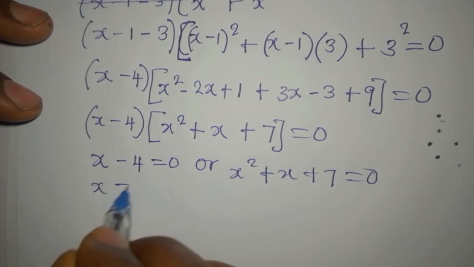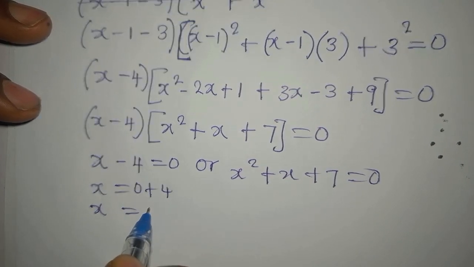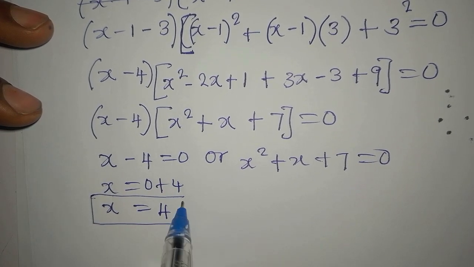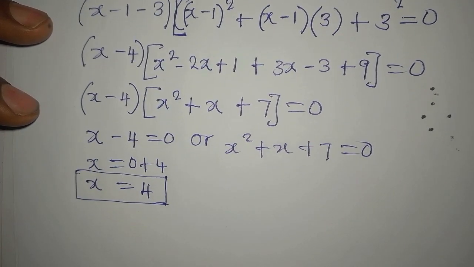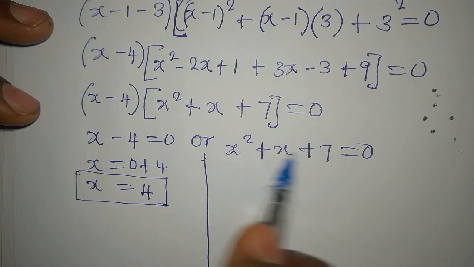So x is equal to 0 + 4, and our x is equal to 4. So this becomes the first solution to the equation. Now let's get the other solutions from here.